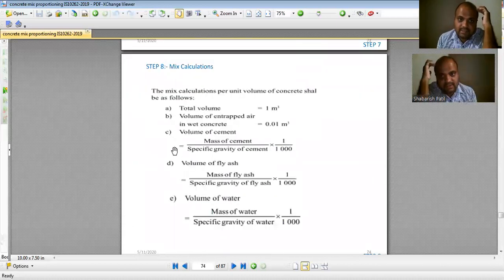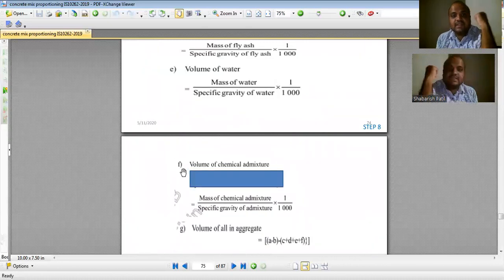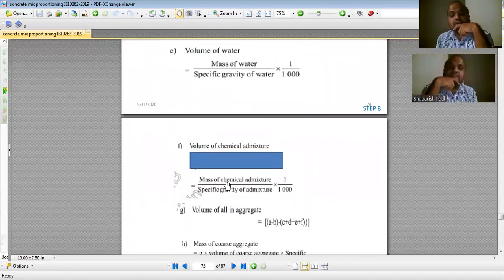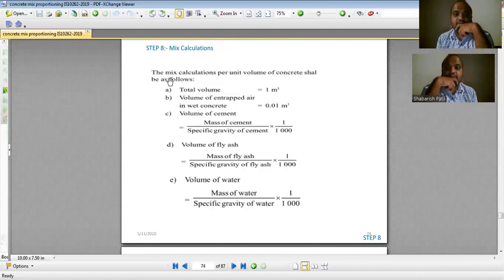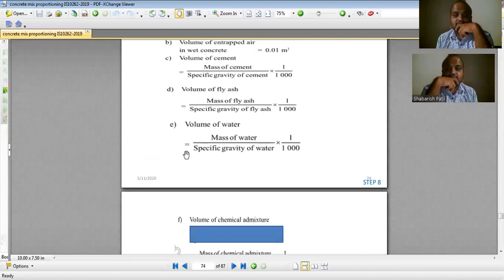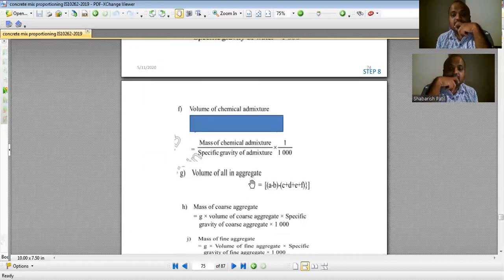So remember this A, B, C, D, E. Next, F, volume of chemical admixtures, that is mass of chemical admixture divided by specific gravity of admixture, into 1 by 1000. Then the volume of all-in aggregate is A minus B minus the sum of C plus D plus E plus F. What are these A, B, C, D, E, F? They are being mentioned here, the same values. With this, I will get the volume of all-in aggregate, that is G.